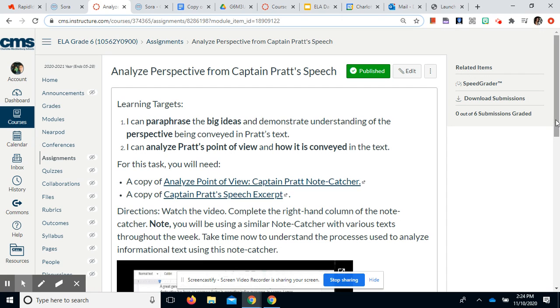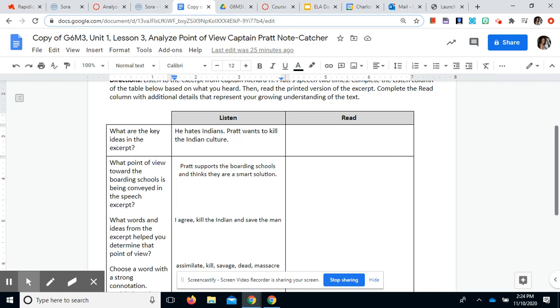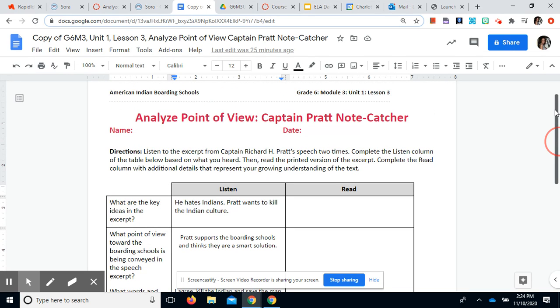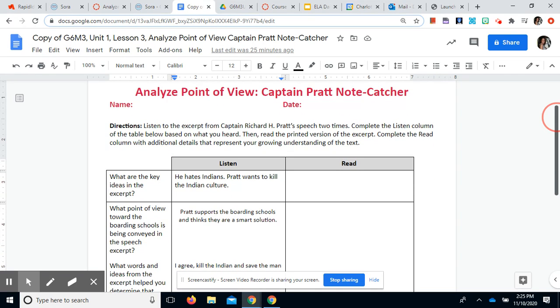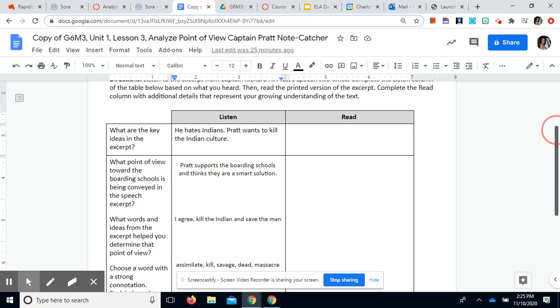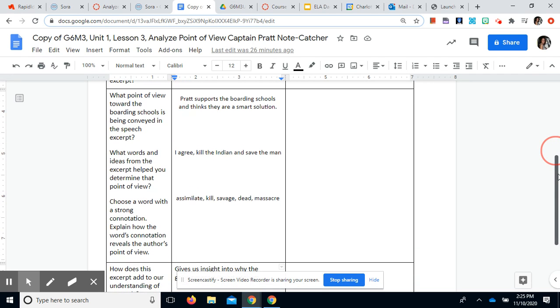Okay, you are going to click here to make a copy of the Analyze Point of View Captain Pratt Note-catcher that looks like this. After listening, I read aloud the speech excerpt again. And after listening, we discussed what we heard in that read aloud of the speech excerpt to answer these questions. So by listening, we identified that the key ideas were that Pratt hates Indians and wanted to kill the Indian culture. His point of view toward boarding schools: he supports the boarding schools and thinks that they're a smart solution.